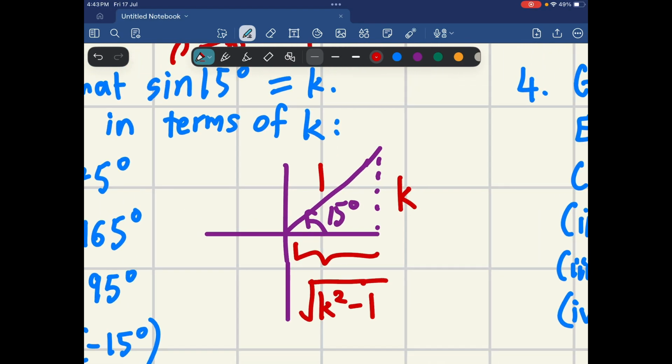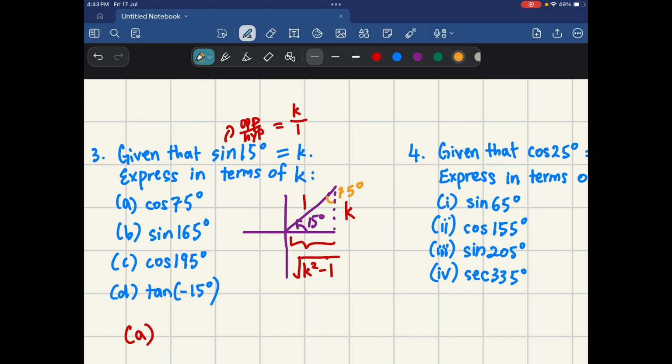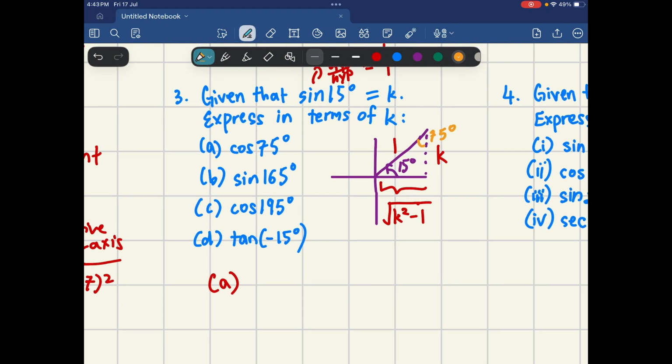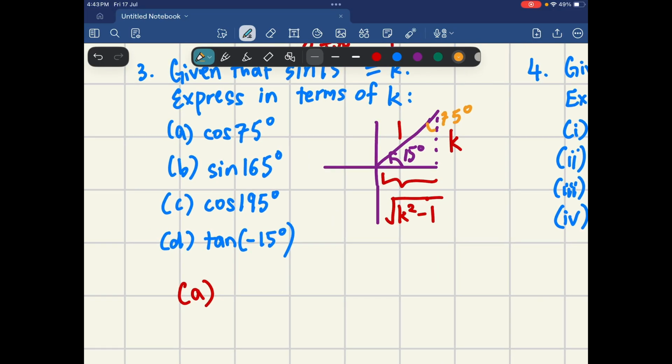There we go. So now to find cosine of 75 degrees. 75 degrees is here. So cosine of 75 degrees will be adjacent over hypotenuse. And cosine's adjacent is k, and the hypotenuse is 1. So that will be k.